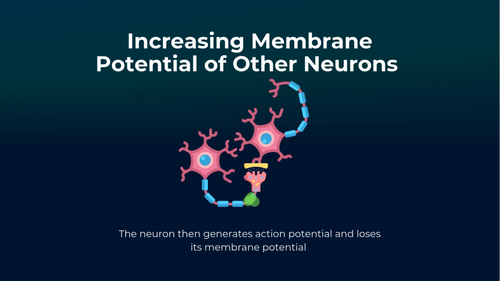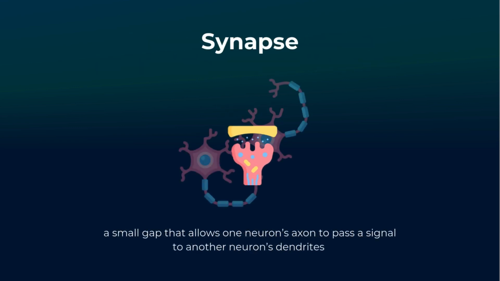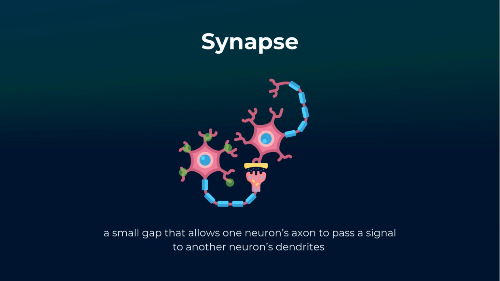At the axon terminal, the action potential triggers a series of events that lead to communication with another neuron through the synapse. Synapse is a specialized junction that allows a neuron to transmit an electrical or chemical signal to another neuron.